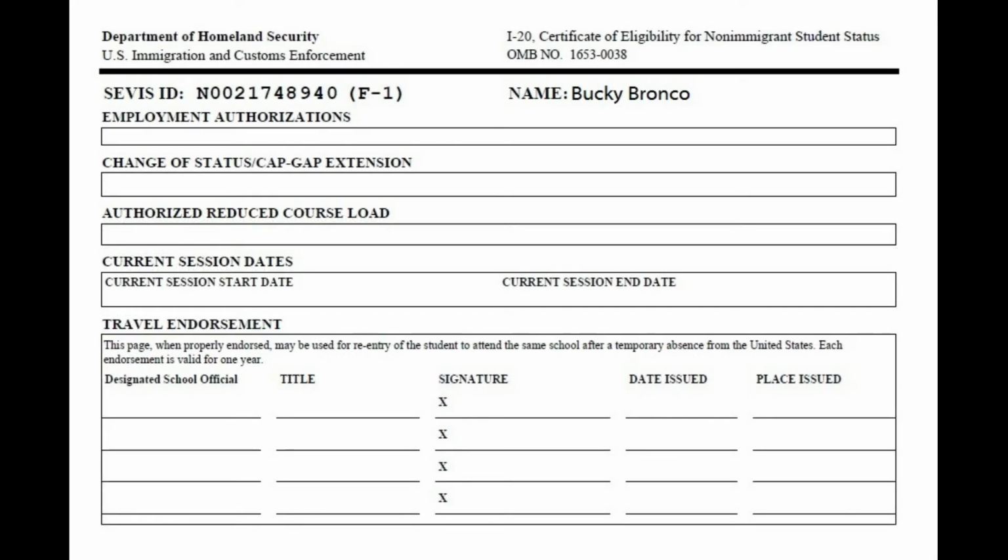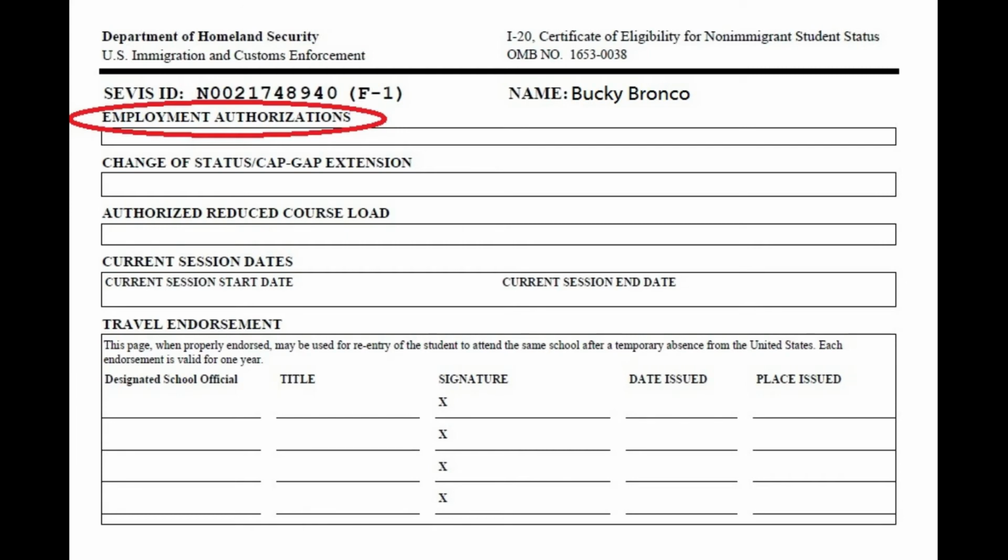I-20, page 2. Employment Authorizations. For new students coming to the U.S. in F1 status for the first time or applying for a change of status, this should be blank. You are not authorized to work off campus. For continuing students being issued I-20s for CPT, OPT, STEM OPT, and CAP-GAP, this section should include information about your employment authorization and may include information about your employer.